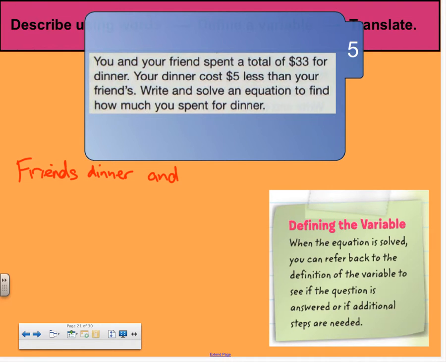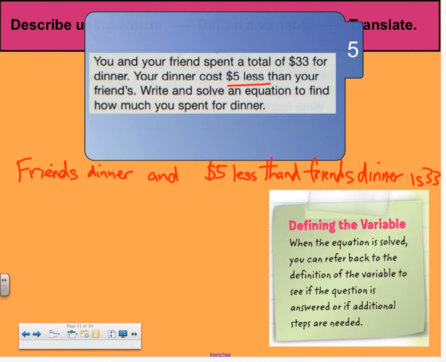And how are we going to represent our dinner? We're not just going to say our dinner. How does our dinner compare to our friend's dinner? $5 less. So friend's dinner and $5 less than friend's dinner is going to be what? Is 33. Does that make sense? So his dinner plus his dinner minus 5, which was my dinner, is going to equal 33.